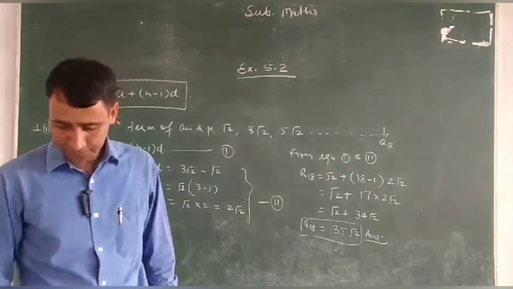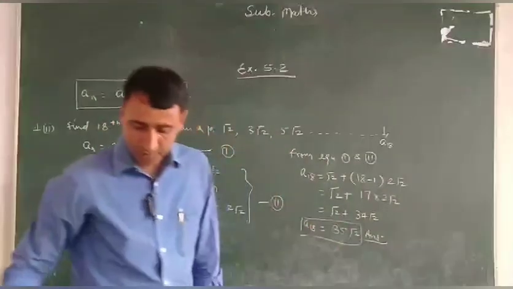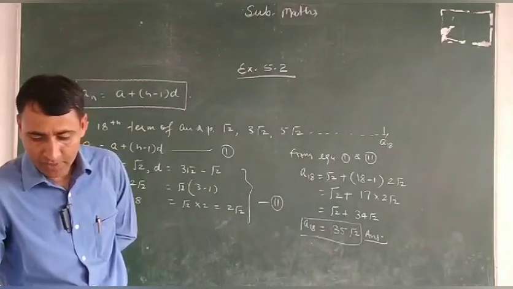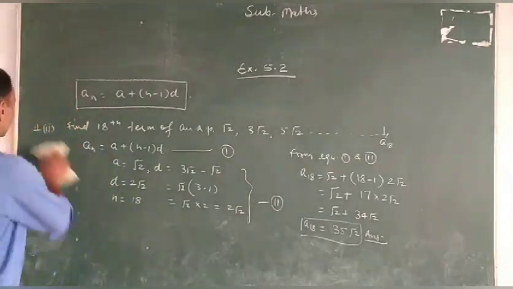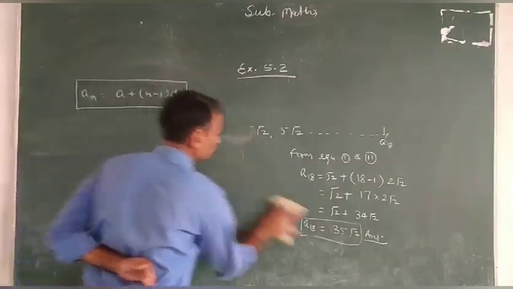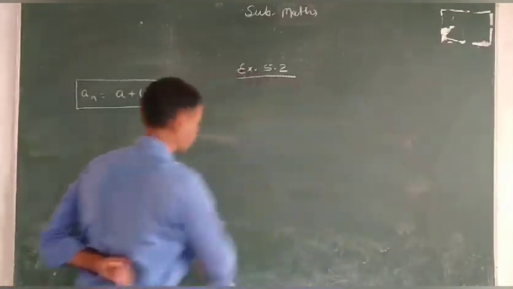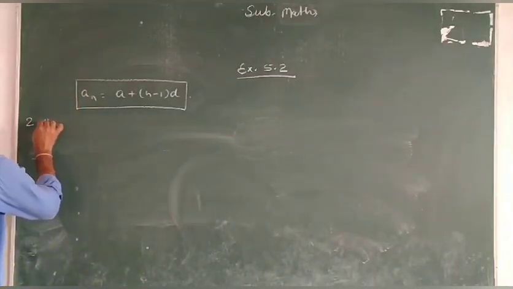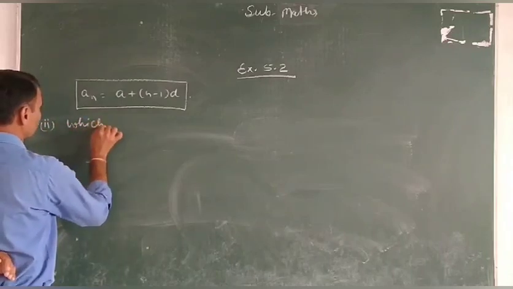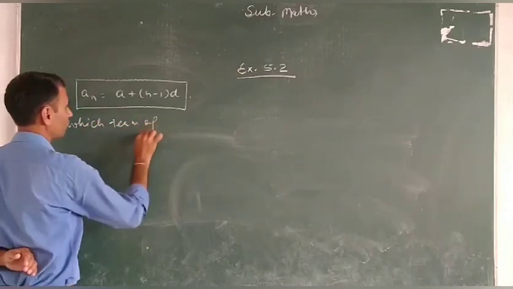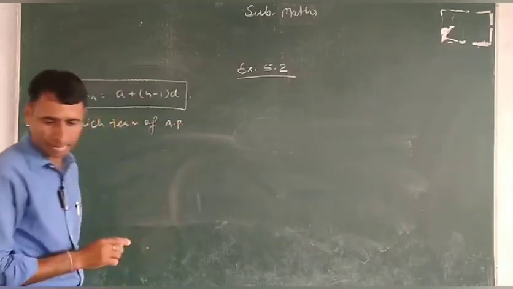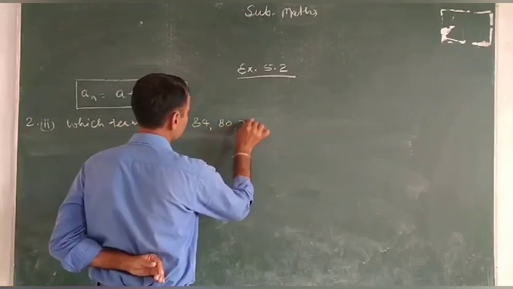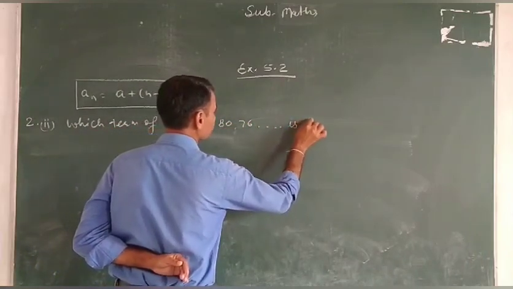In the second question, it's given: which term of the AP is 0? Second part: which term of the AP 84, 80, 76 is 0?